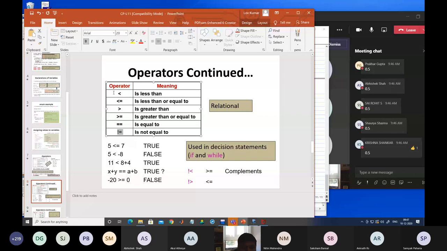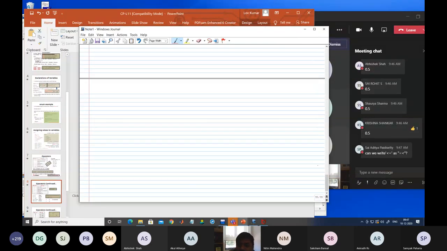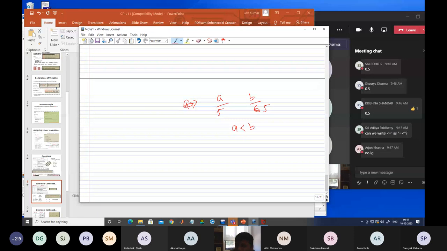So here basically we are going to write less than. Less than means it will check whether the value is less than this one or not. For example, A we are taking 5 and B we are taking 5. Now if you write A less than B, this will return the false value, because it only checks whether A is smaller than B. But when you write A less than or equal to B, it will return the true value, because the value of A is either smaller than or equal to.